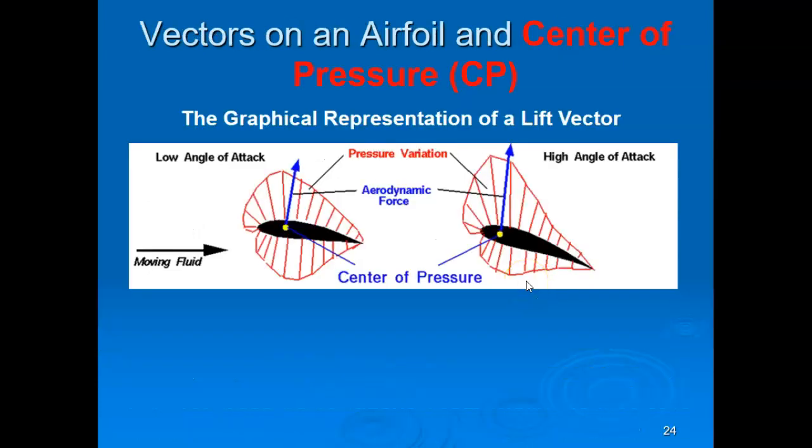An important term to remember is the center of pressure. The center of pressure is the point on the airfoil at which the lift is concentrated. And as you can see in this illustration, as the angle of attack of the airfoil is increased, the center of pressure actually moves forward, closer to the leading edge of the wing, if the airfoil is asymmetrical.